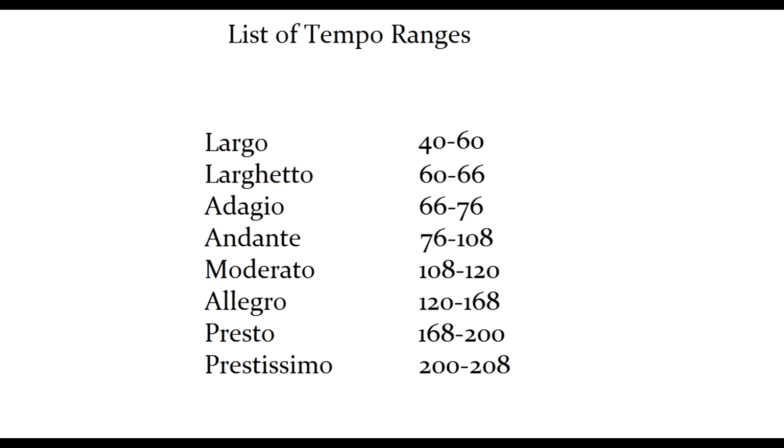You'll see some of these words that indicate a certain BPM range or a specific BPM number specified. It's also possible to speed up the pace of the piece or slow it down by adding a tempo marking within the piece, not just at the beginning.